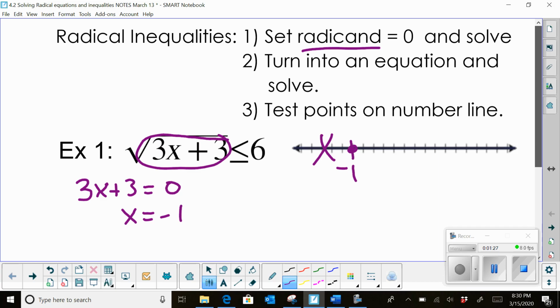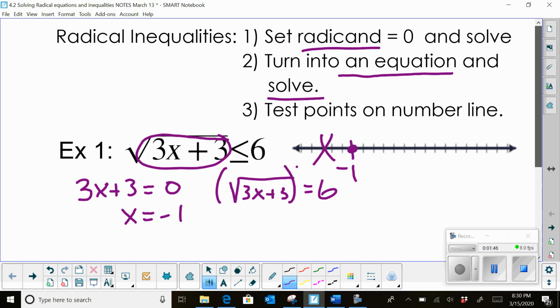The second part is to turn your inequality into an equation and then solve it. That'll give you the other circles to put on your number line. So you're going to do the square root of 3x plus 3 and just make it equal 6. We talked about how to solve equations like that on Friday. You're just going to square both sides. The square cancels out the square root, so that'll give you 3x plus 3 on the left. And then 6 squared is 36. When you solve that equation, you'll subtract 3 and divide by 3. You'll get x equals 11.